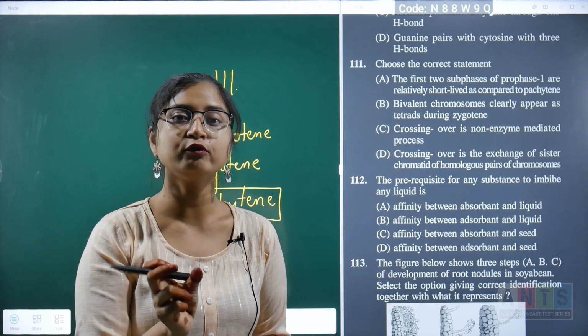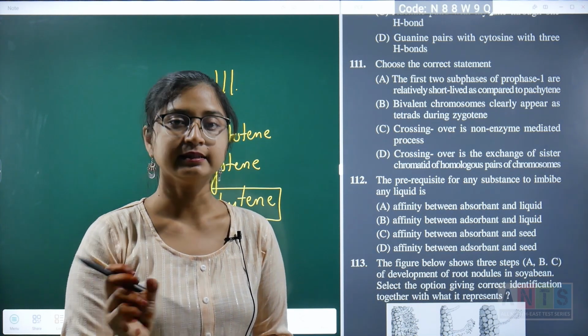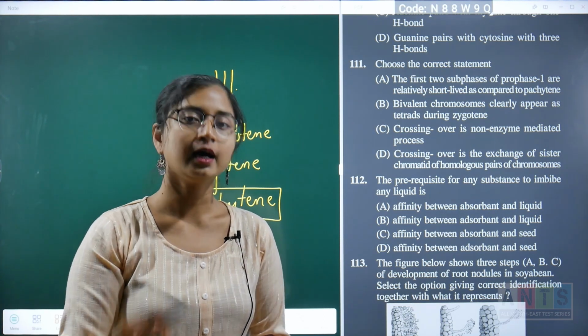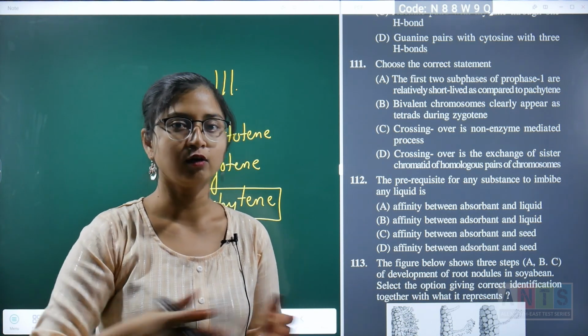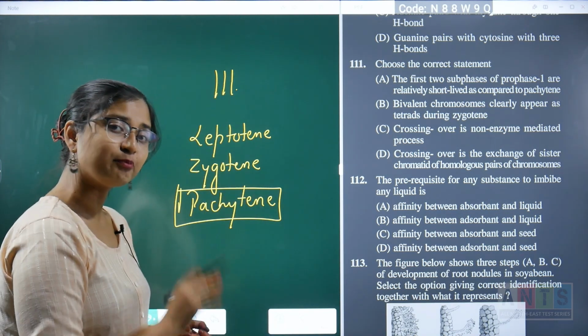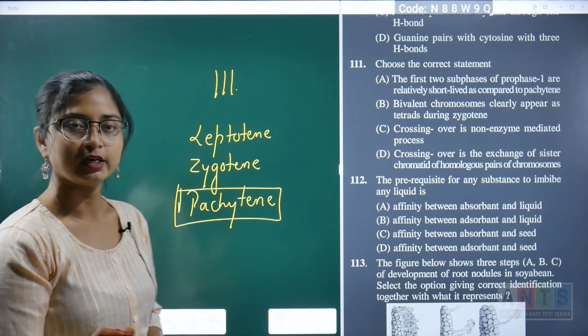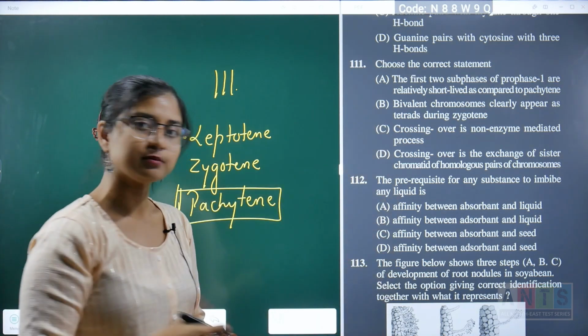So ये जो pairing of homologous chromosomes हो रहा है, which is also called synapsis, this occurs during zygotene. Again, zygotene doesn't require a lot of time. So it seems compared to the actual step of pachytene, leptotene and zygotene are comparatively short-lived. So this particular statement seems to be correct.